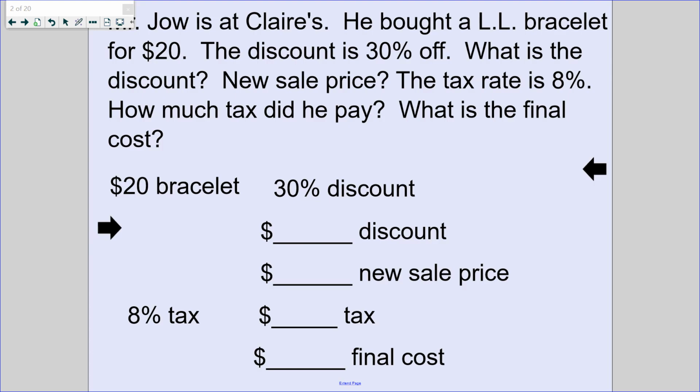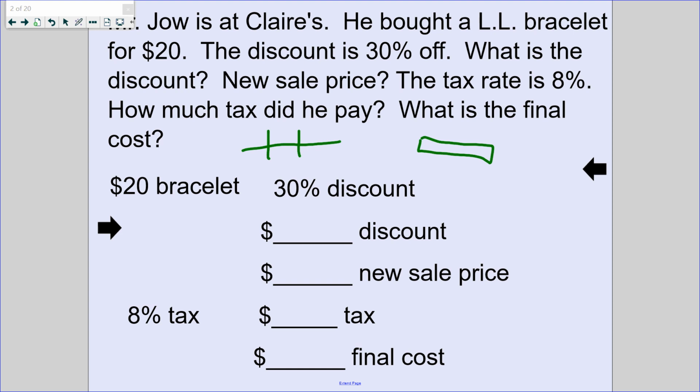Many things to look at, so we're going to break it down into little parts. The first thing is the bracelet costs $20, with a 30% discount. How would you like to solve this? Would you like to solve it using a table, a picture, or mental math? Many ways to solve it.